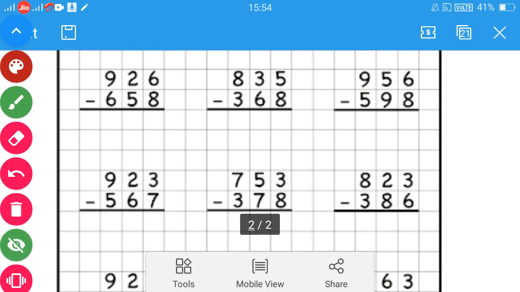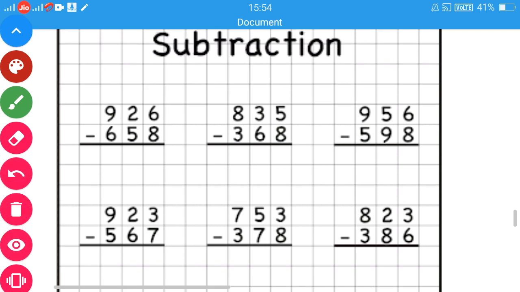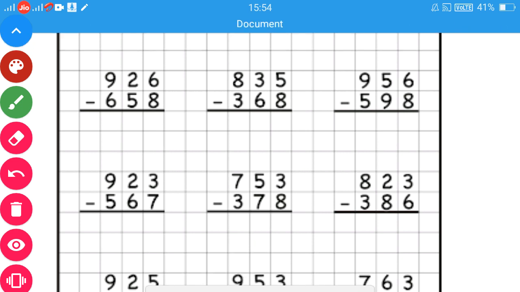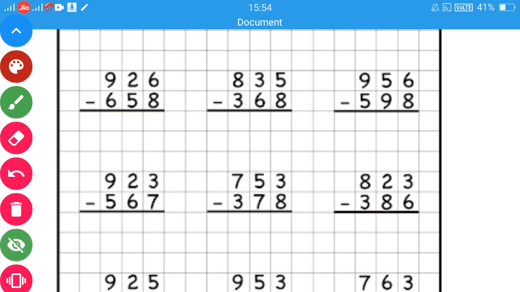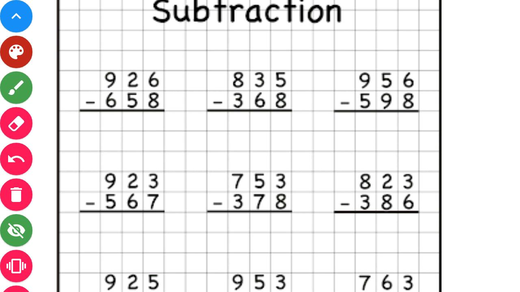Starting from the very first question. Here we have 926 minus 658. We will start from the ones place. At the ones place we have 6.